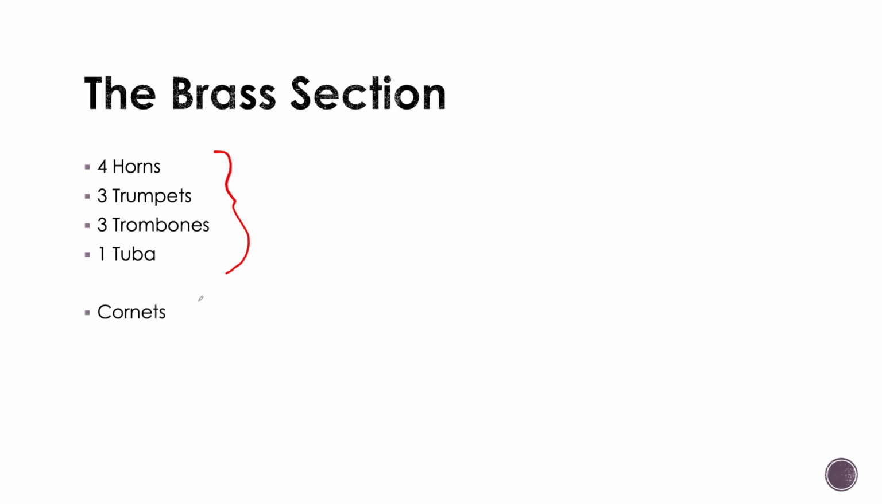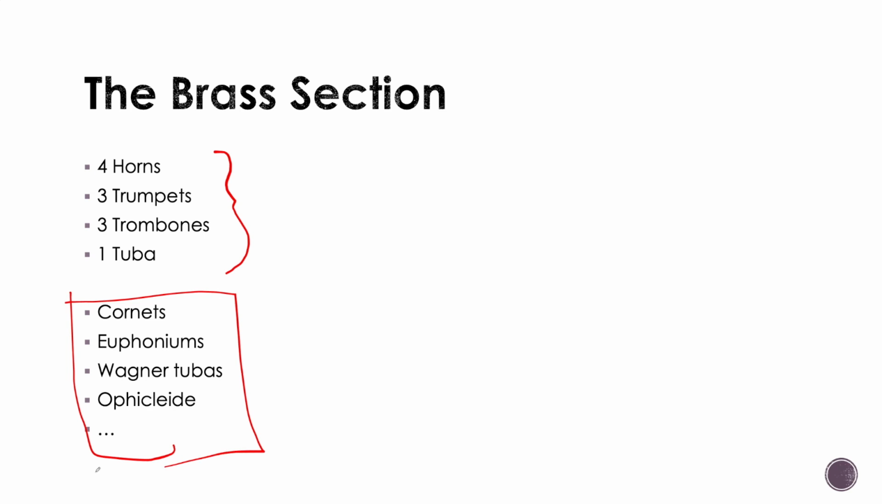As we saw, we have 4 horns, 3 trumpets, 3 trombones, and 1 tuba in a standard orchestra. We have also cornets, euphoniums, Wagner tubas, and ophicleide, and many more. We can see them in historical scores or in brass bands, but today they are not members of a standard orchestra. Because of that, we are going to focus on these four instrument families.